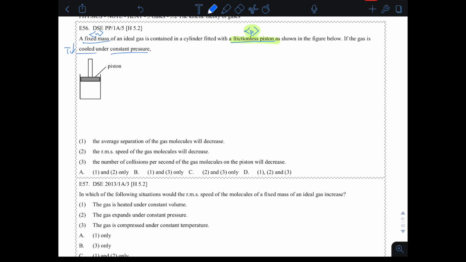Next, we want to know that the average separation will decrease. That means, in fact, we want to know the volume situation, because the number of molecules is constant, then when the volume decreases, the average separation will decrease.